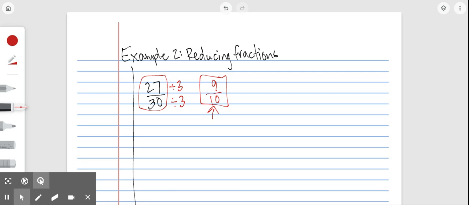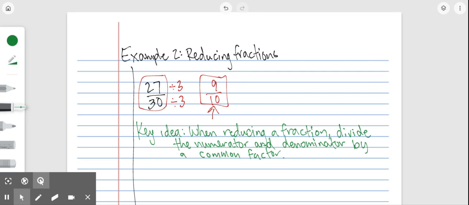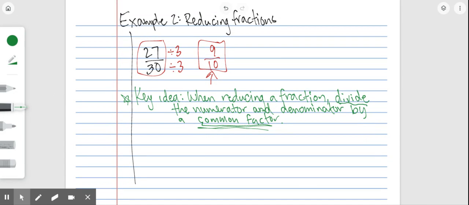Actually, let's write the key takeaway for this one. All right, the key idea for reducing is when you reduce a fraction, you divide the numerator and the denominator by a common factor. Okay, remember back 2 weeks ago when we talked about common factors and what they are. So common factors are numbers that divide 2 or more different numbers, okay? All right, so I'm going to give you some try-its for you to try.